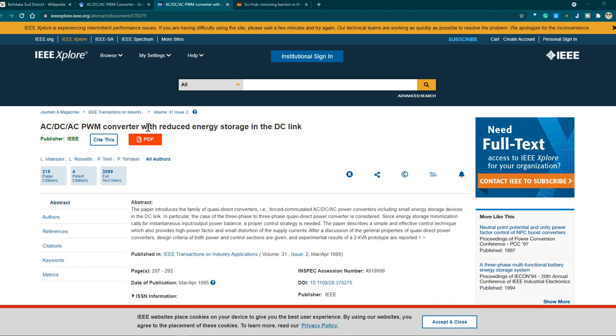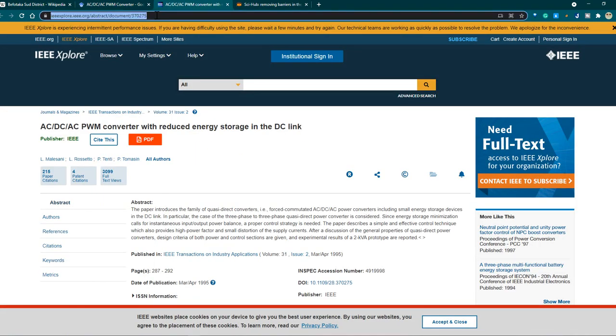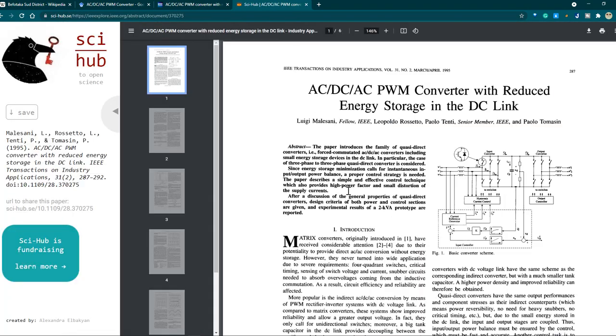In order to download them, you can go directly to the IEEE Xplore website, or you can search on worldscholar.com to see all the topics if you want, and then you copy and paste this link into Sci-Hub to get it for free.